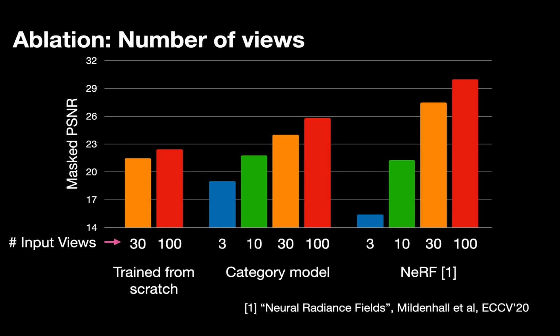However, with more views, the increased representation power of the volumetric approach of NeRF enables it to generate more accurate reconstructions. Note, however, that our model can render novel views in real time at 60 Hz, whereas NeRF takes several seconds to render a single frame. In addition, fine-tuning our category model takes minutes compared to the hours it takes to train a NeRF.